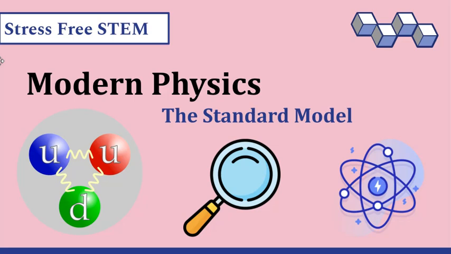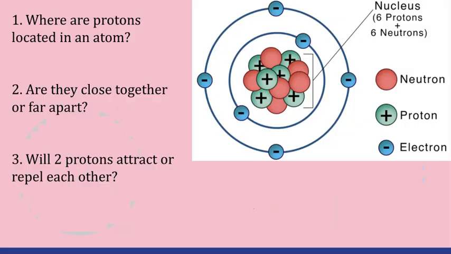Hi everyone. In this video we're going to be going over some modern physics concepts. Specifically we're going to talk about the classification of matter and the particles of the Standard Model. So I want to start by looking at what we typically think of as a diagram of an atom. We see a nucleus with protons and neutrons, and then we see electrons that are orbiting on the outside.